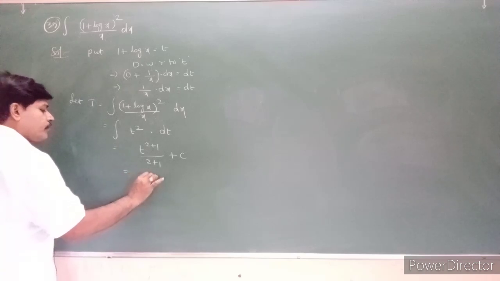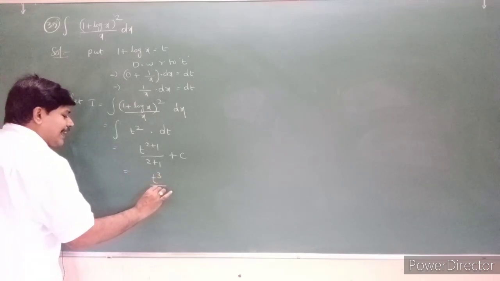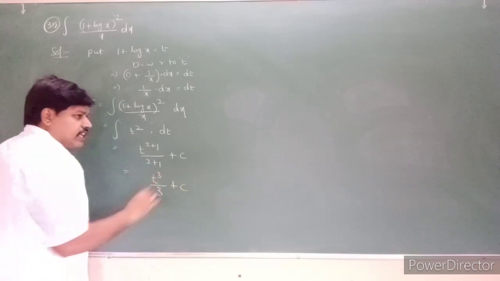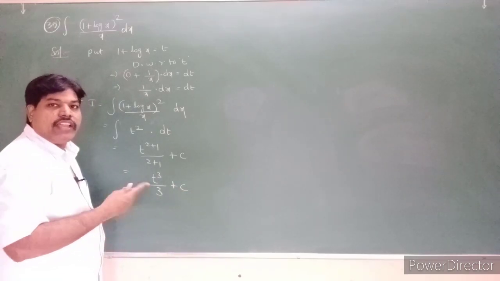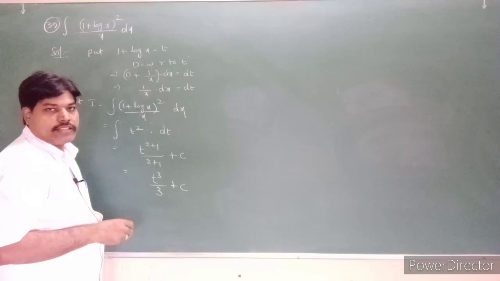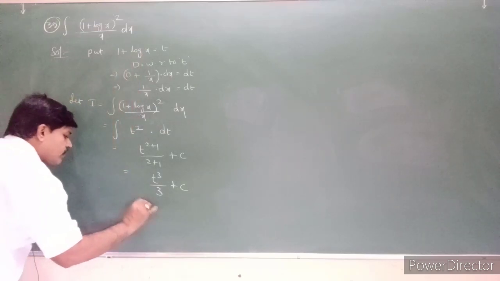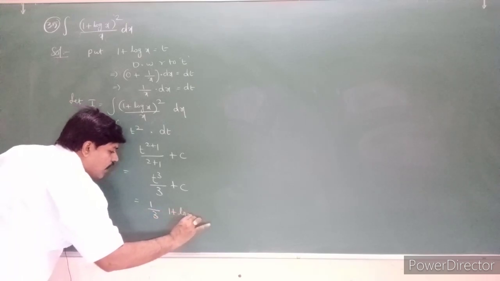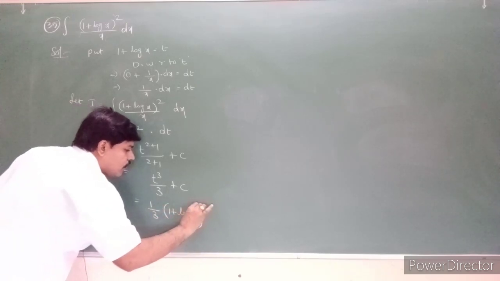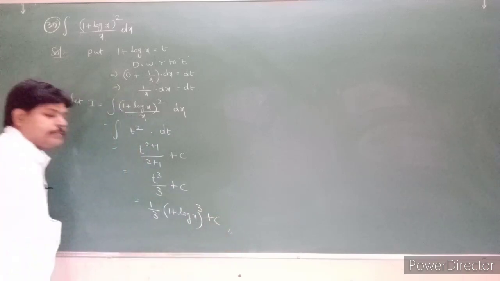So what it will become? It will become t cube by 3 plus c. So what is the t value? T value is nothing but 1 plus log x. So 1 plus log x. So that value is 1 by 3 into (1 plus log x) whole cube plus c.